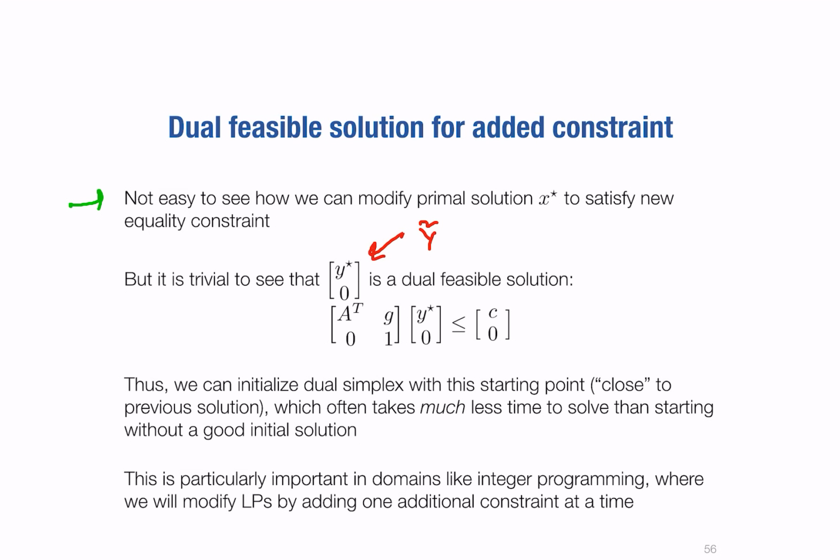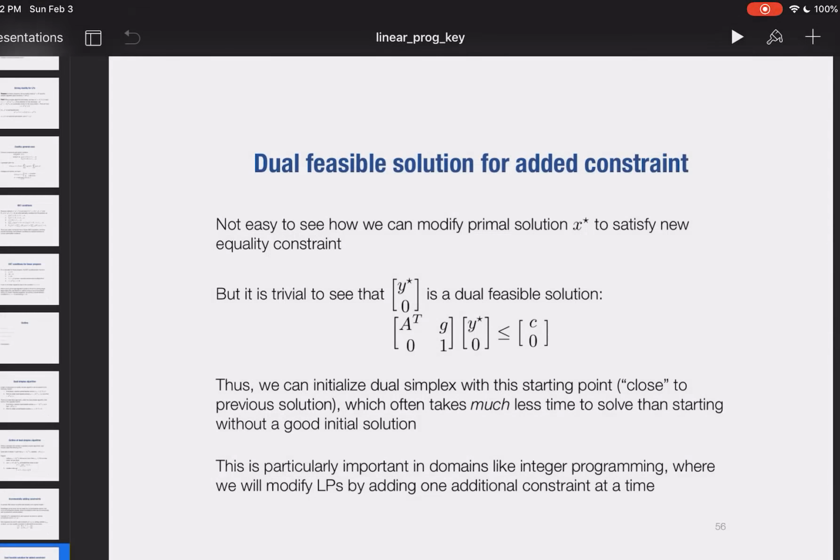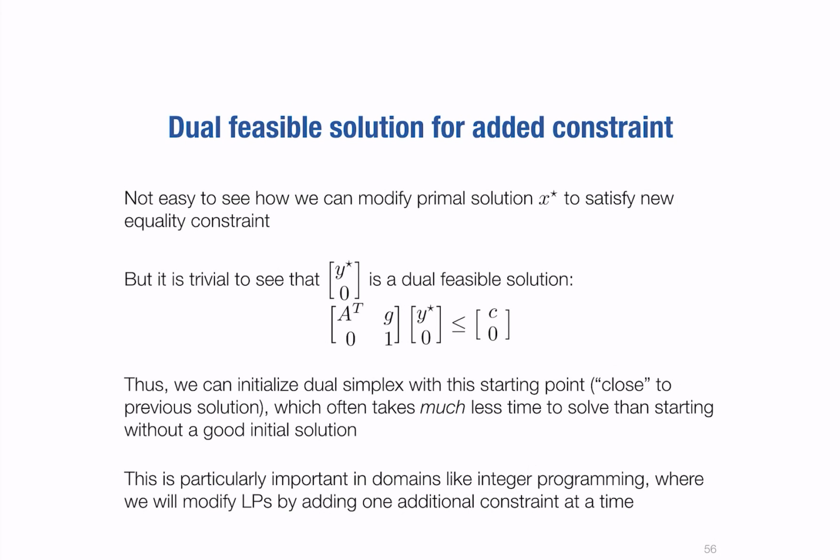And in particular, this variable here, I'll call it y tilde, is a dual feasible solution. It's easy to see this is dual feasible because this is our A transpose. This is our dual feasible solution. I, of course, ended my slideshow when I ended the last slide. This is our dual feasible solution.